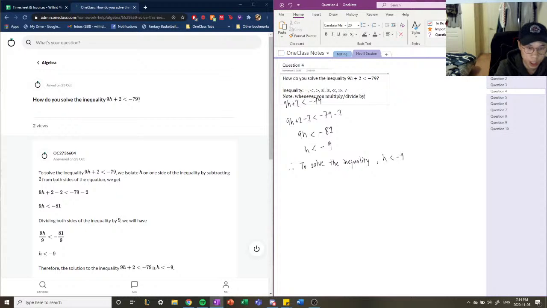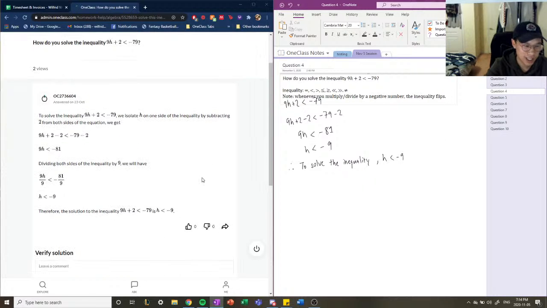Okay, so whenever you multiply or divide by a negative number, the inequality flips. Except if it's an equal sign. If it's an equal sign, you don't need to flip. I mean, if you flip the equal sign, it'll still be an equal sign. So yeah, you don't need to flip the equal sign, okay? So yeah, that's the solution to this problem.